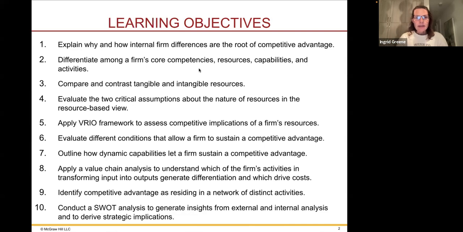Learning outcome 6, evaluating different conditions to allow a firm to sustain a competitive advantage, and that's the whole idea, right? How can we continue to sustain a competitive advantage, and what can happen in the world that can help us or hurt us? We're going to outline how dynamic capabilities let the firm sustain a competitive advantage.